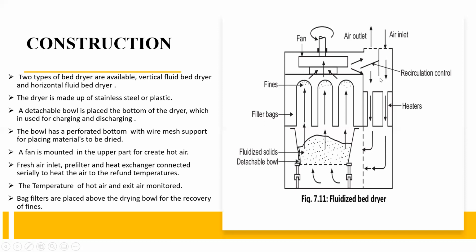The fresh air inlet, the fresh air pre-filters and the heat exchanger are connected serially to heat the air and regulate the temperature. So first the fresh air enters the chamber, then the heaters and heat exchanger are connected serially for continuous heating. To control the temperature, the fresh air inlet, pre-filter and heat exchanger are connected serially. The temperature of the hot air and the exit air are monitored.